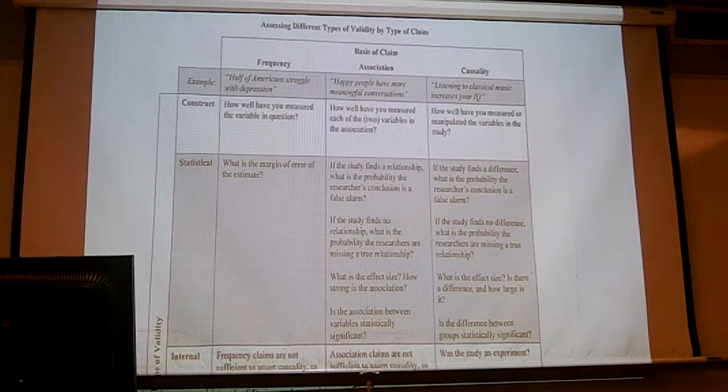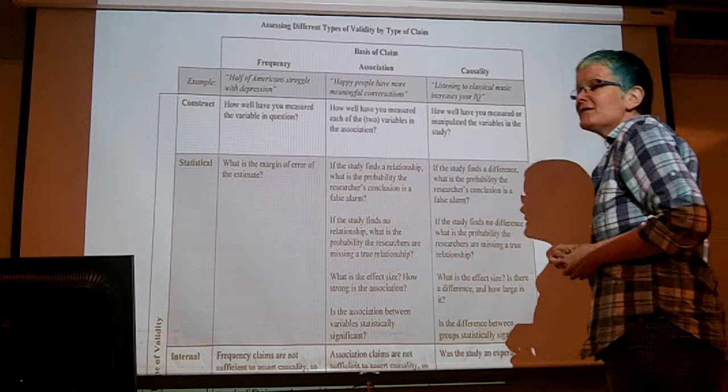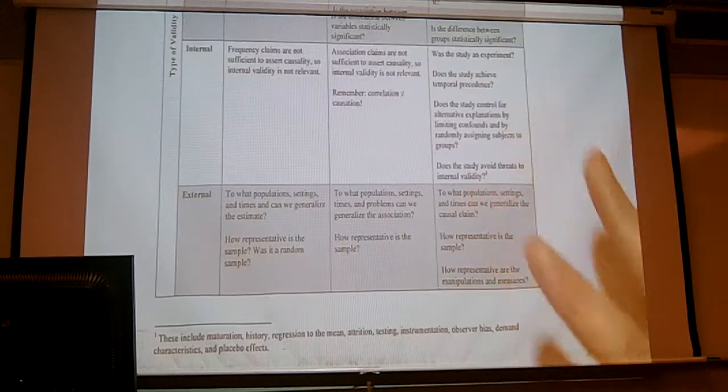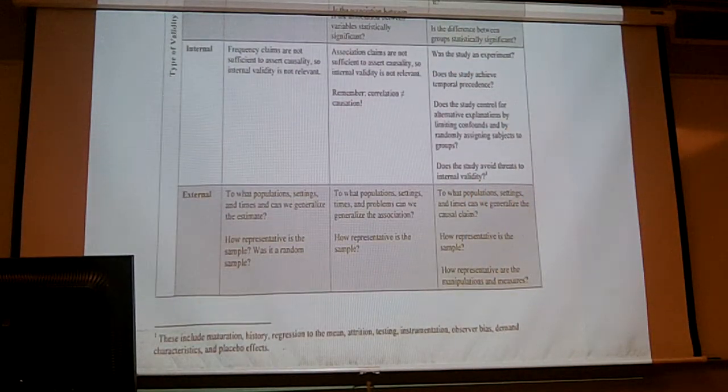So it might not really be 50%, it might be 48%, or it might be 53%. But you need to see what's the margin of error. And if the margin of error is large, then you don't have very good statistical validity. If the margin of error is small, then you have better statistical validity in this case. We don't evaluate internal validity with frequency claims because there's nothing to be confounded, right? You have to have an independent variable and a dependent variable in order to evaluate internal validity. We don't have that here, so you don't have to worry about it.